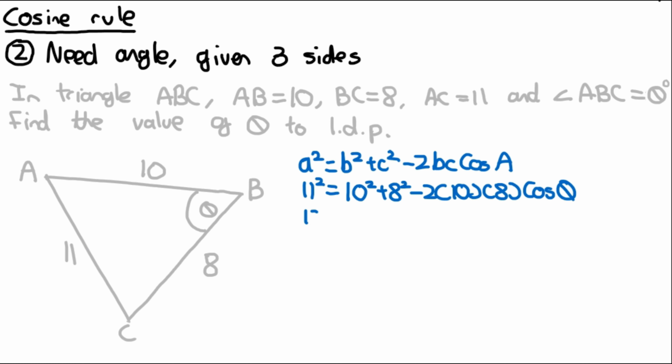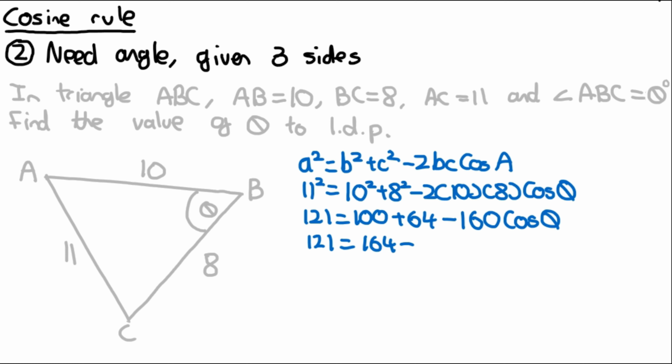11 squared is 121, 10 squared is 100, 8 squared is 64, and then it's minus 2 times 10 times 8, which you put into a calculator, is equal to minus 160 cosine theta. We can simplify this further by doing 100 plus 64, which is 164, minus 160 cosine theta.